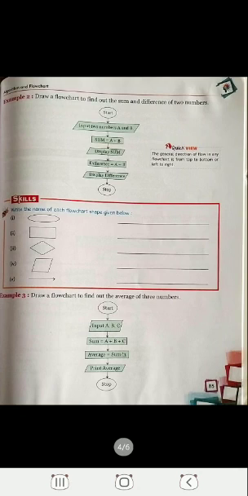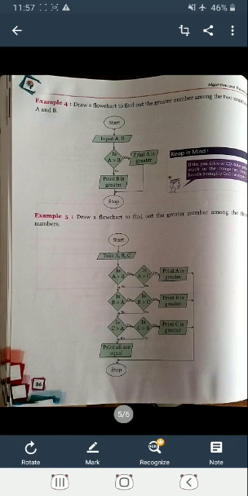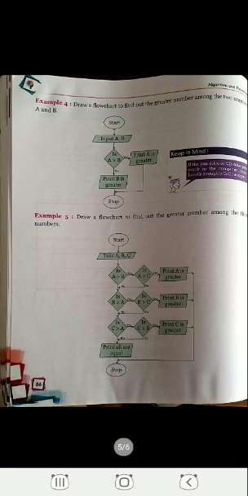Next one is draw a flowchart to find out the sum or difference of two numbers. It is very easy. Average of three numbers, it is also easy. Now another one which is used here is the decision box. This one, like a kite shape box. Is a greater than b? This is the condition. If yes, then print a is greater. If no, then print b is greater.